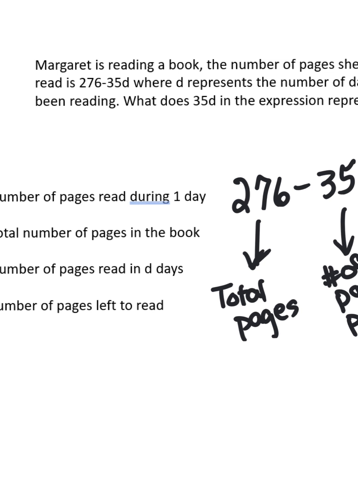All right, so if I wanted to determine how many pages she had read in one day, I would multiply 35 times 1. 2 days would be 35 times 2. 4 days would be 35 times 4. And the reason this is being subtracted is because we have read those pages and we're taking that away from the total. So what does 35D in the expression represent? The correct answer would have been C, the number of pages read in D days.